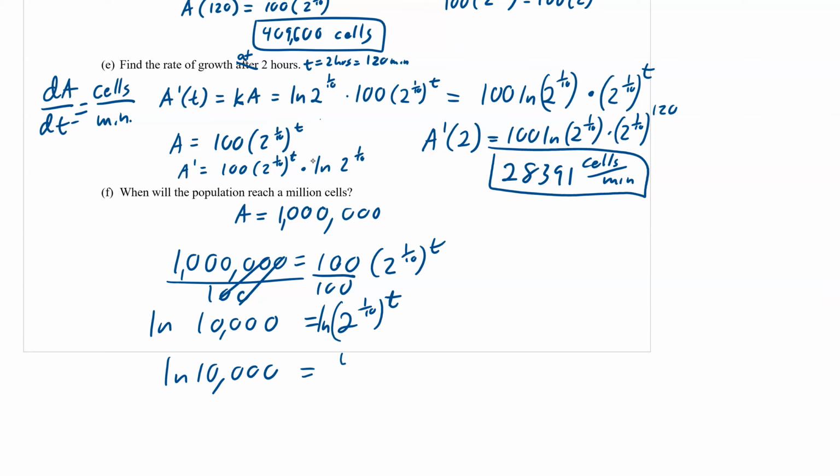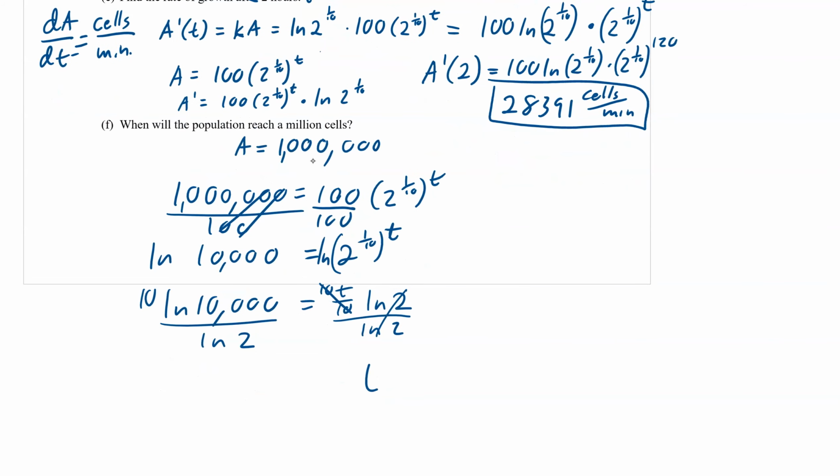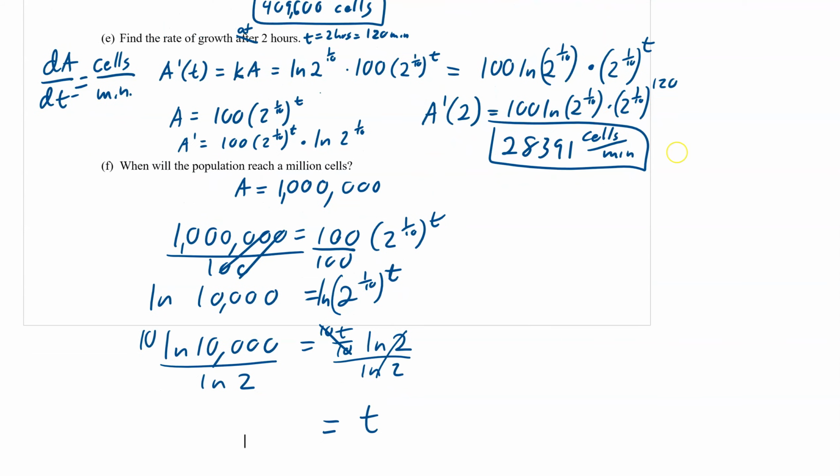So this would be now t over 10 times ln of 2, and then we divide, and we multiply by 10. So like that, cancel, divide. All right, so there we go. That's our time. If we plug that in, then we should get something like this.